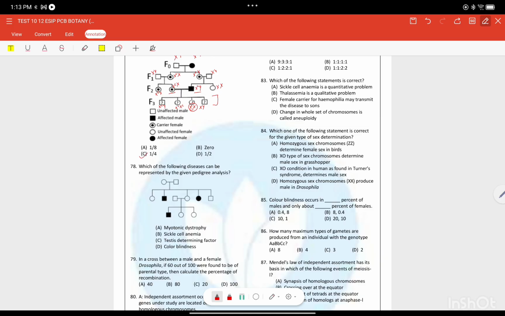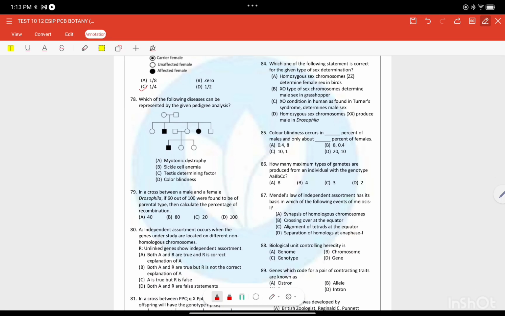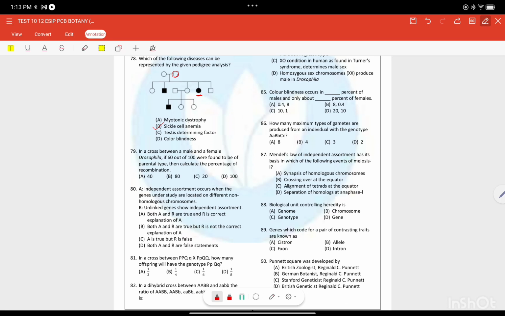Which of the following diseases can be represented by the given pedigree analysis? This pedigree chart is for an autosomal recessive trait, and that is sickle cell anemia. It is not for an X-linked recessive trait. The female has the disease and the father is normal. So it cannot be an X-linked recessive trait. It is for an autosomal recessive trait.